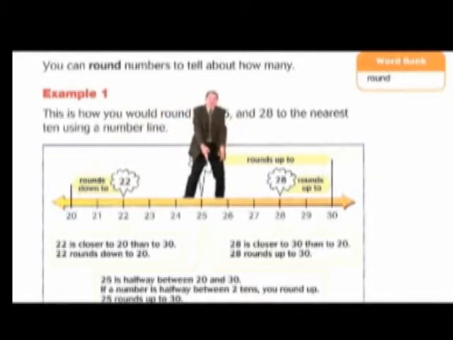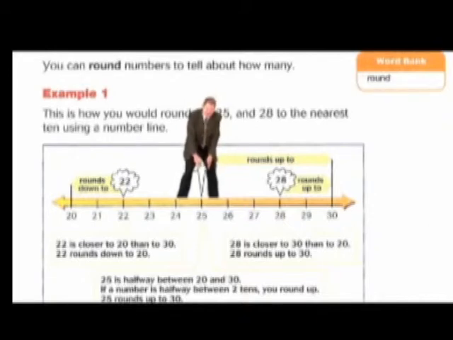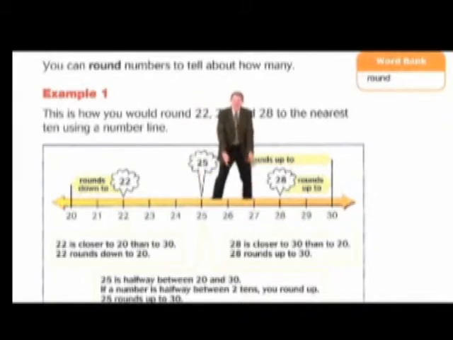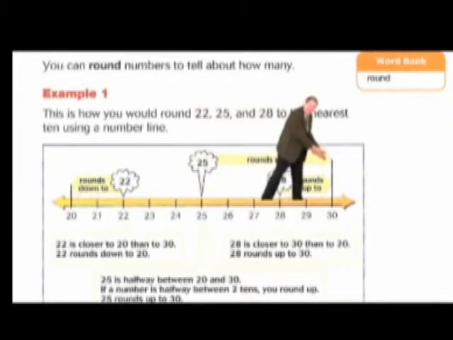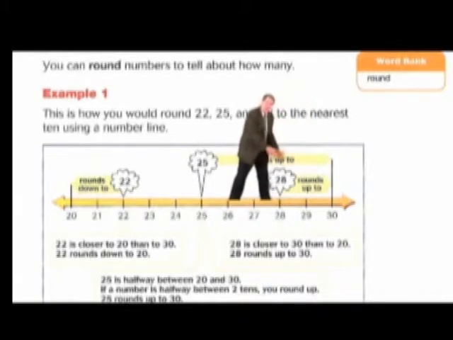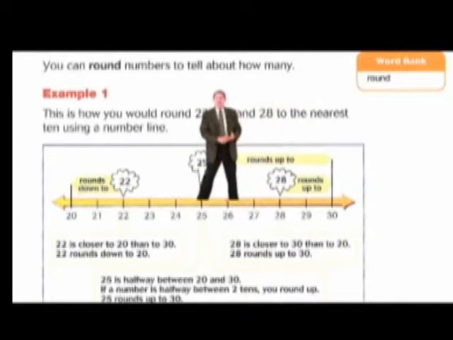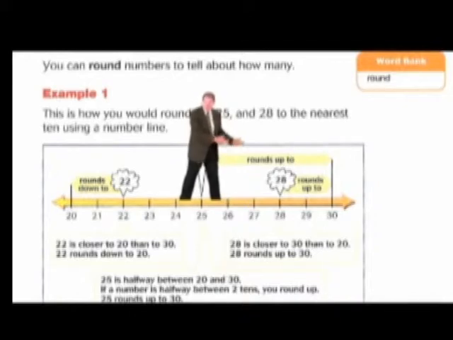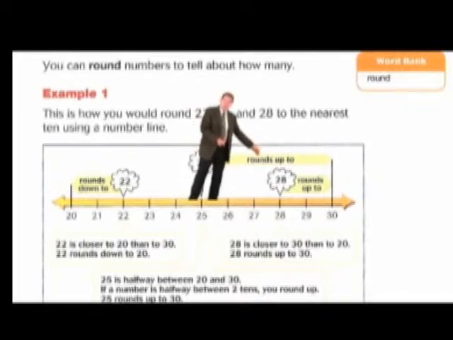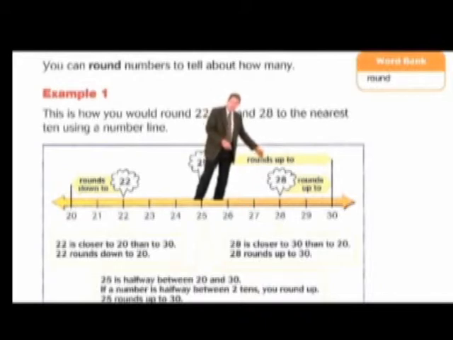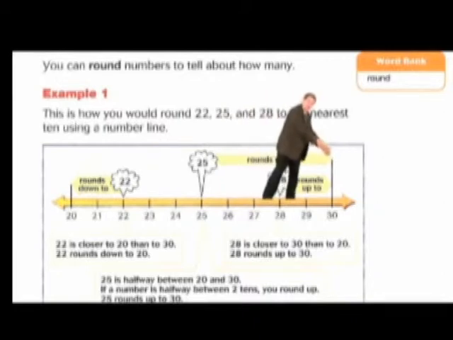Now here I am right above the 25. And since the 25 is halfway over to the 30, we may as well go the rest of the way and round up to the next 10, which in this case happens to be 30. Likewise, with any number between 25 and 30, which would be 26, 27, and especially 28, which is one of the numbers in this particular problem, we would round up to the next 10, which in this case happens to be 30.